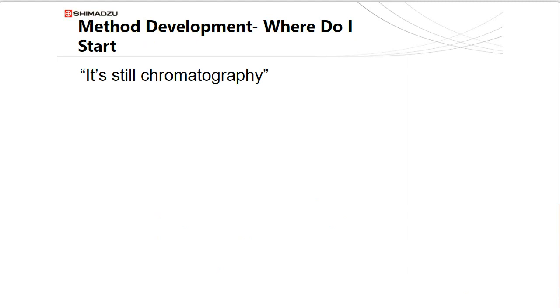So the next question is, where do I start? Well, remember, it's still chromatography. So your workflow is just like it would be for any other chromatography situation. Screen some mobile phases and columns, check the chromatograms for resolution and peak shape, optimize your conditions, recheck your chromatograms, and then you have an established condition. Let's look at a few considerations when setting up your screening.